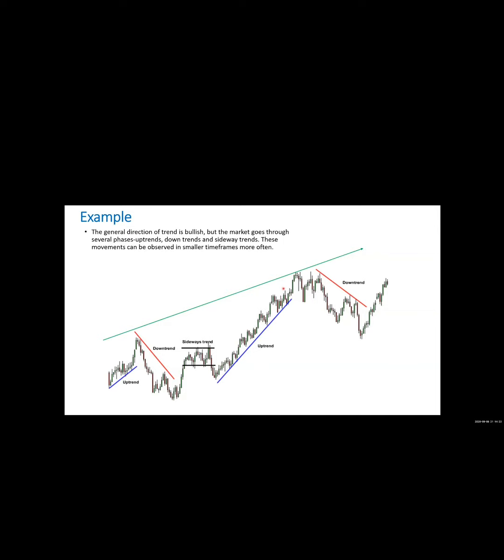But the reason I'm showing you this is that even though you're watching intraday timeframes, it's always good to get confirmation on the larger timeframes. So in this case, the general direction of trend is bullish, but the market goes through several phases, that is uptrends, downtrends, and sideways trends. These movements can be observed in smaller timeframes more often. Okay?